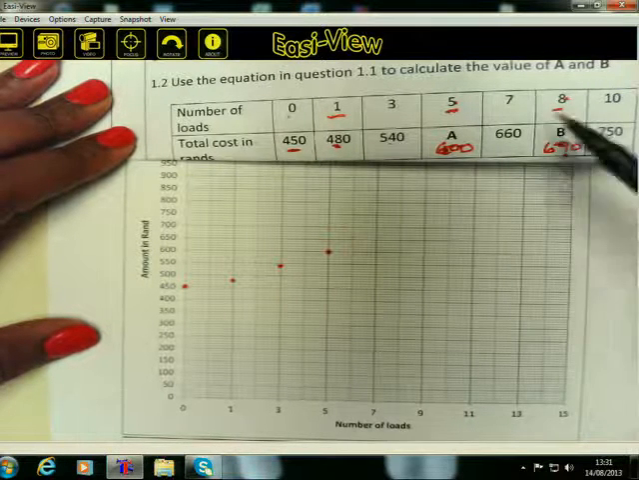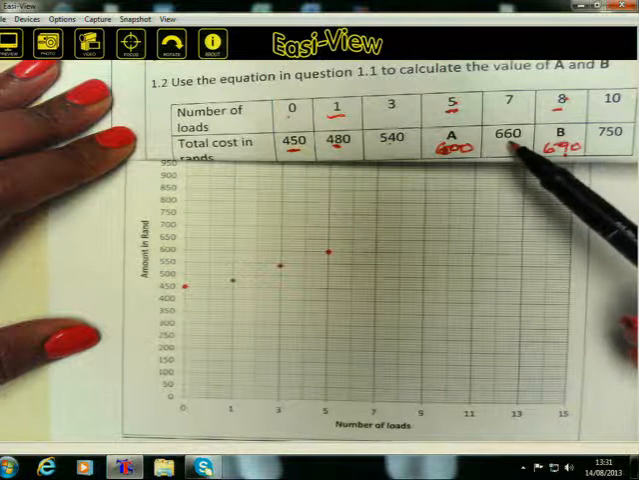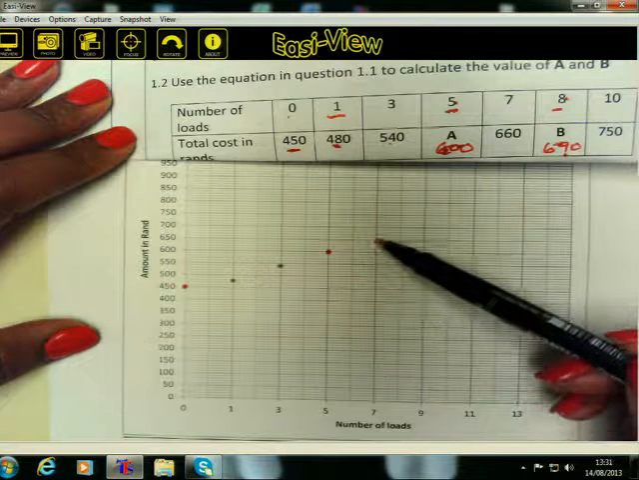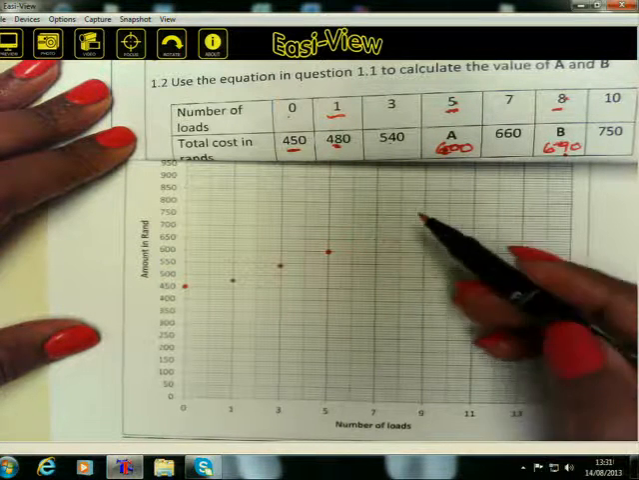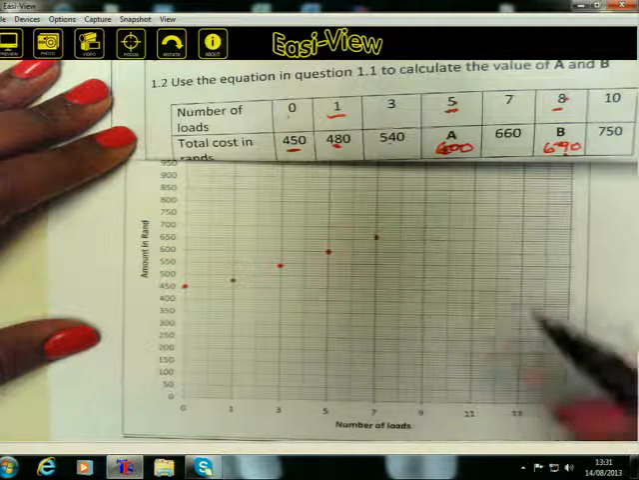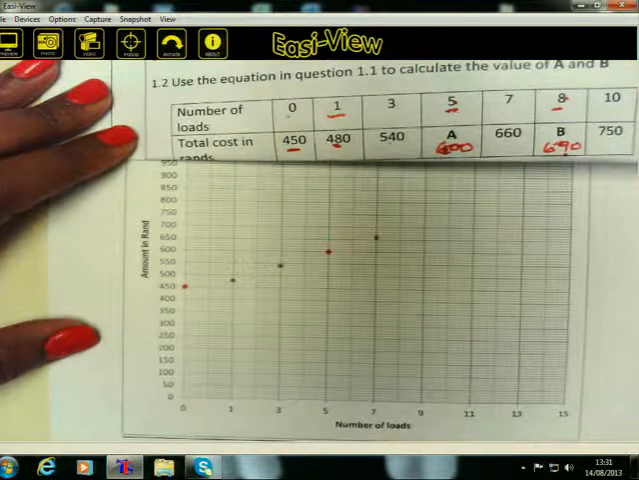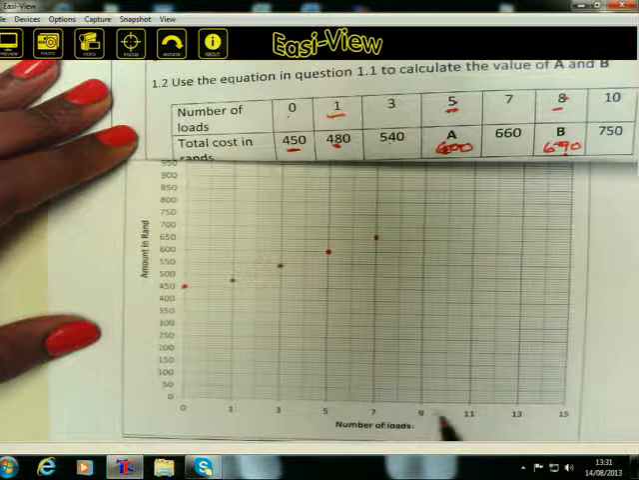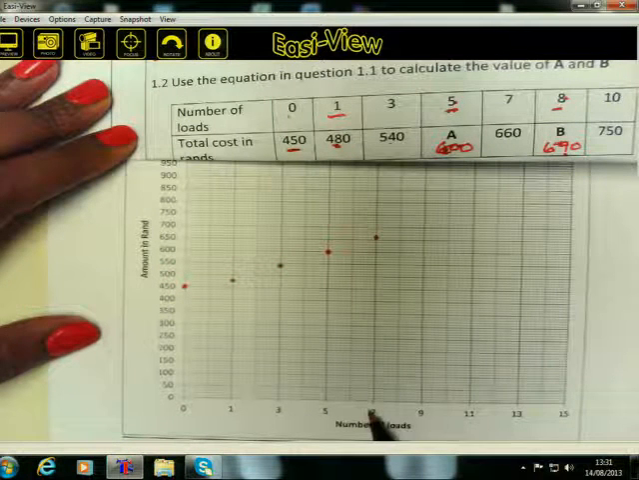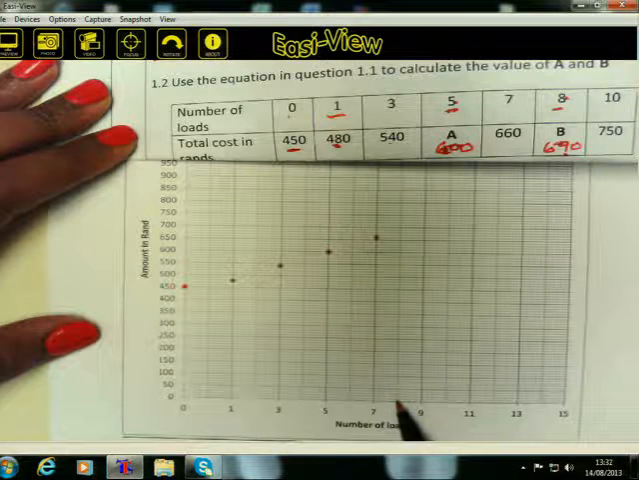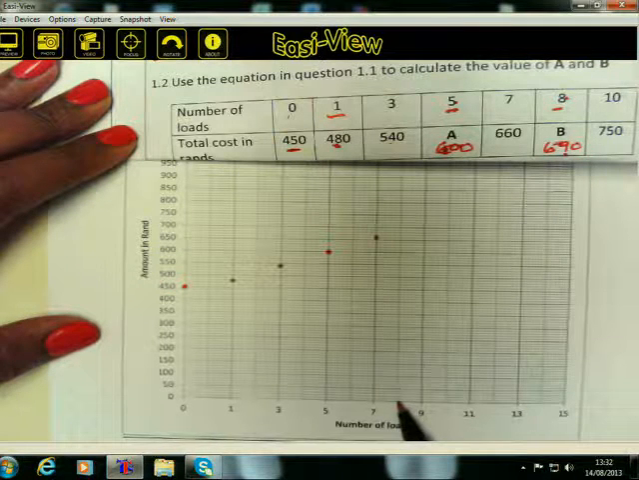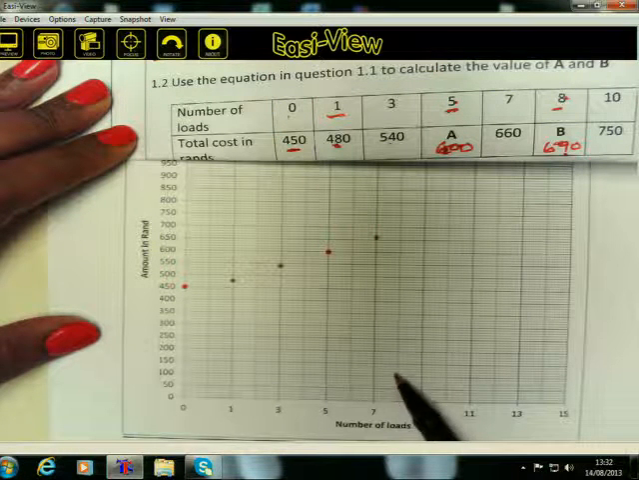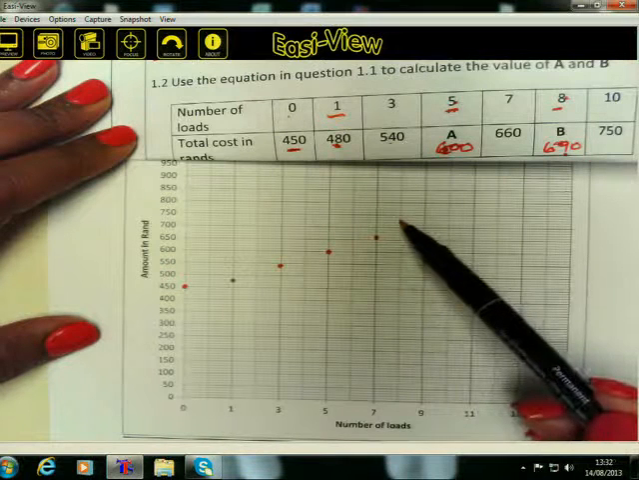The next value is 7 loads and the cost is 660. There is 7. Remember, there is 600. There is 650. Just above 650 you get 660. And now again we look for 8 loads. But if you look at our number of loads, we have 7 and then we have 9. But in between there, we will have 8. So that's why you look for 8, between 7 and 9. So you have 8 loads, and the cost for 8 loads will be 690.